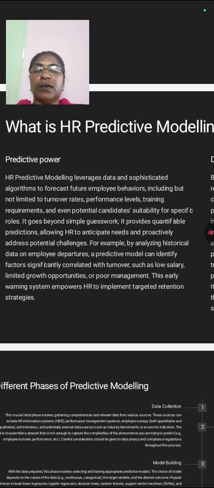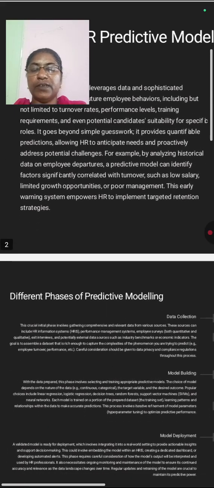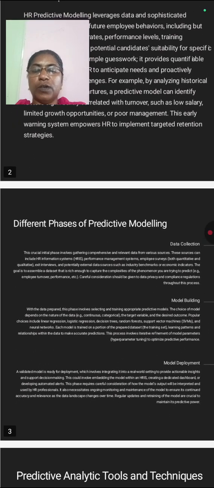Factors behind departures, that is turnover, include low salary, limited growth opportunities, and poor management. Early warning systems empower HR to implement targeted retention strategies. So this is predictive modeling, and there are different phases of predictive modeling.